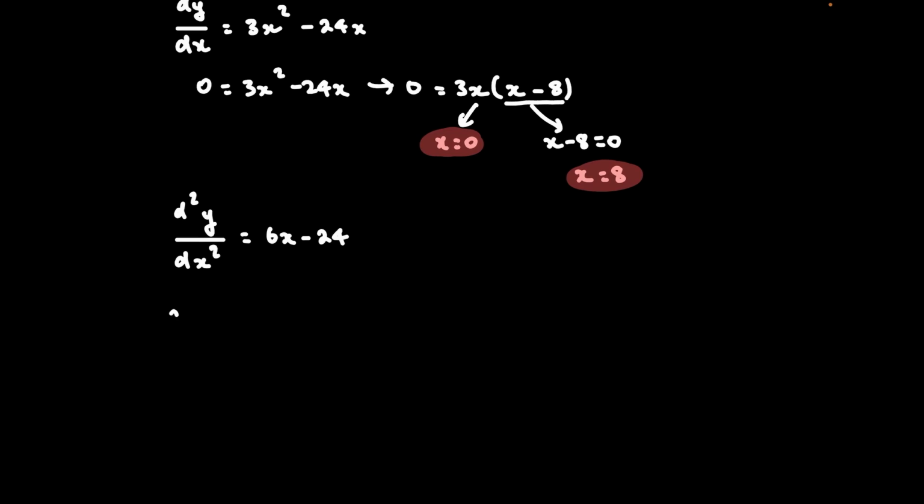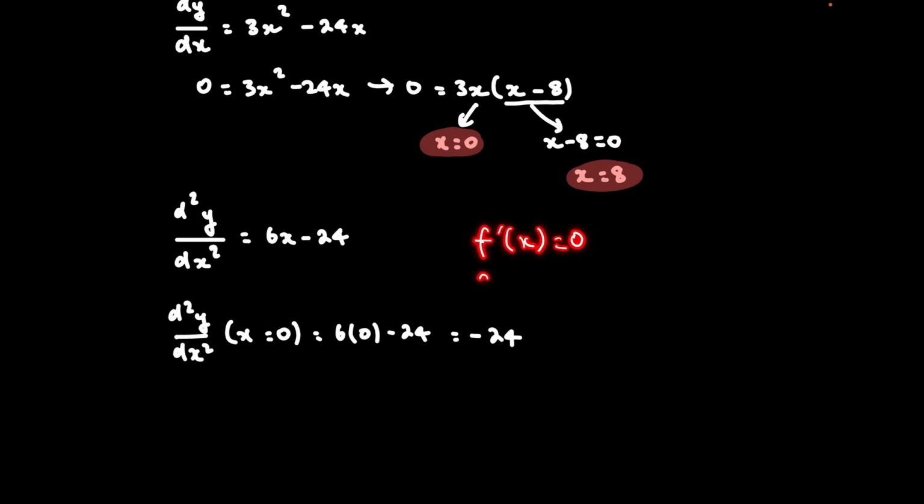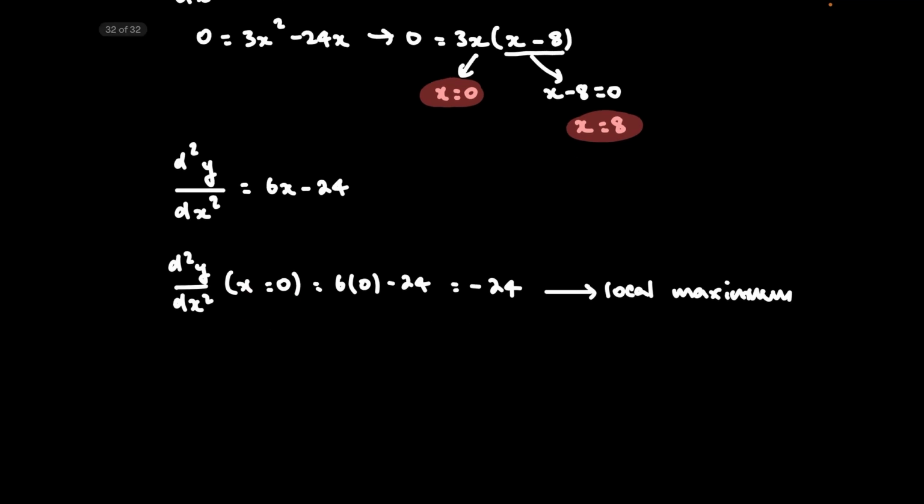Now, what is the value of our double derivative when x equals 0? If we plug in x equals 0, that's 6 times 0 take 24, which gives us negative 24. We recognized earlier on that when the first derivative equals 0 and the second derivative is less than 0, as in this case, that is indicative of a local max. So our graph has a local maximum at x equals 0.